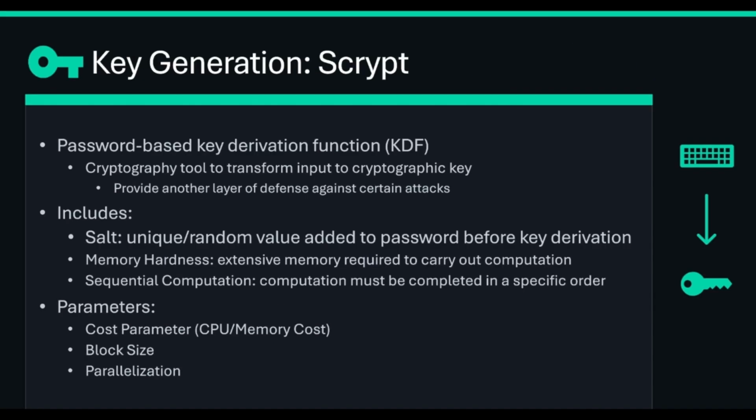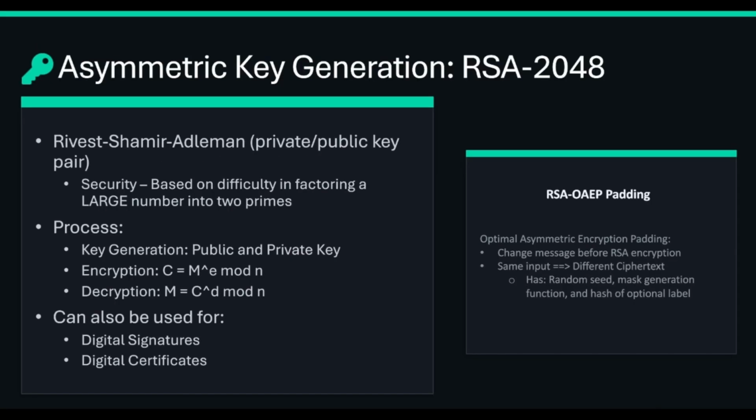For key generation, we use scrypt. Scrypt is a password-based key derivation function, or KDF, and that's a cryptography tool to transform input, such as a password, into cryptographic keys. It helps provide another layer of defense against certain attacks because it's more computationally expensive. It includes the salt, memory hardness, and sequential computation. And the parameters that you can specify are the cost parameters, which are CPU and memory costs, block size, and parallelization.